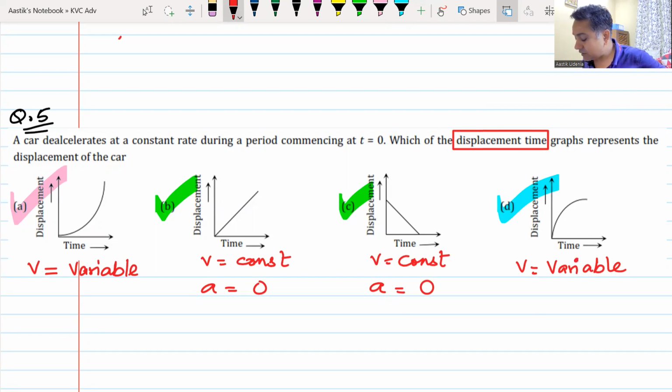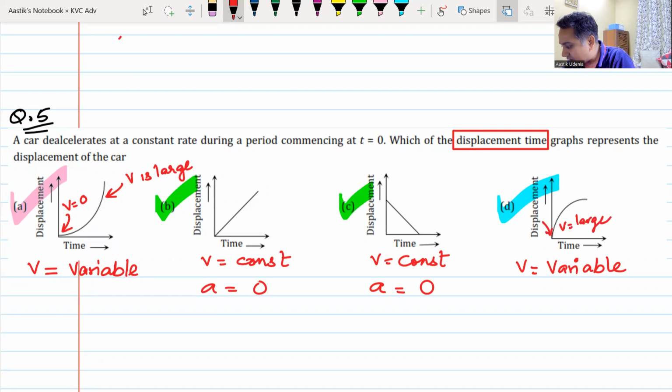Velocities are variable. Now if I look at this graph, at this point the slope is zero, velocity is zero. Here velocity is large because the slope is large. The line has become steeper. If I look here at this point, origin, velocity is large because the slope is large, and here the graph has become flatter, so velocity is approximately becoming zero. So in one case the velocity is increasing, and in the other case velocity is decreasing.